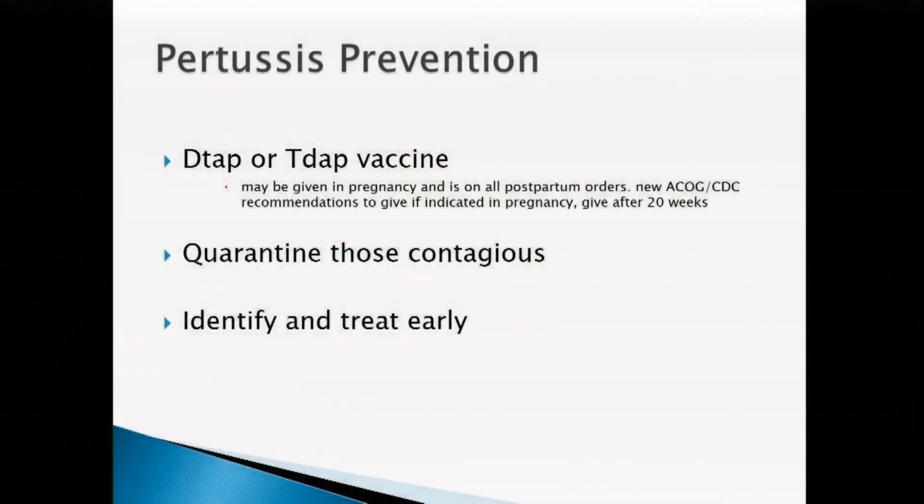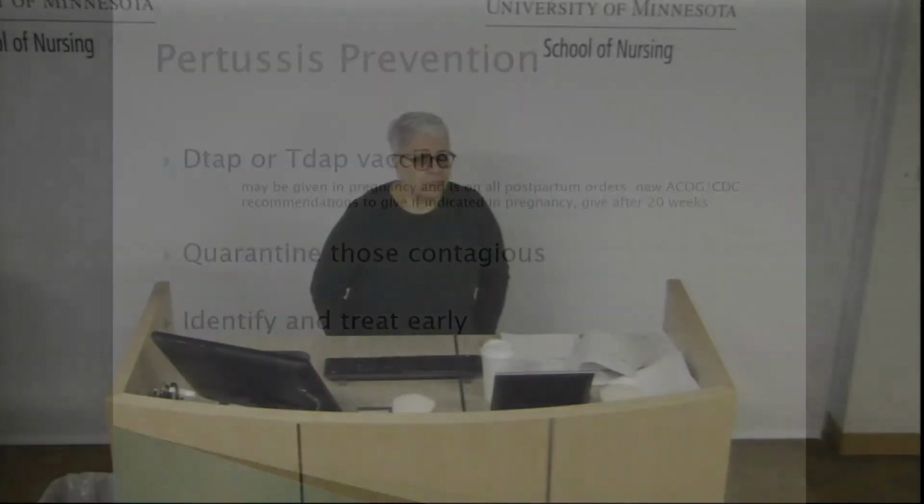So the DTaP or the Tdap vaccines can be given, and those are the recommendations there. Quarantine those that are contagious, so we don't want them out and about and traveling on an airplane anywhere or doing things like that. So during the contagious period, we would want them quarantined, treating those that have close contact, so those in the family, those in the same dorm room or things like that, and identify and treat early. Like other conditions that we've got, the earlier we can treat, the better we can control symptoms and the need for other supportive care.